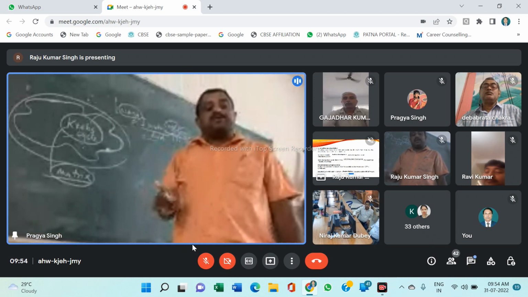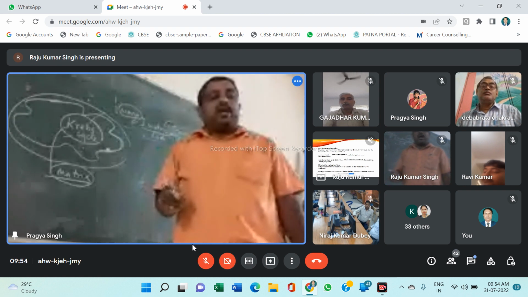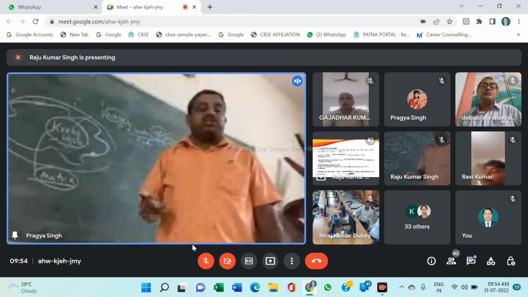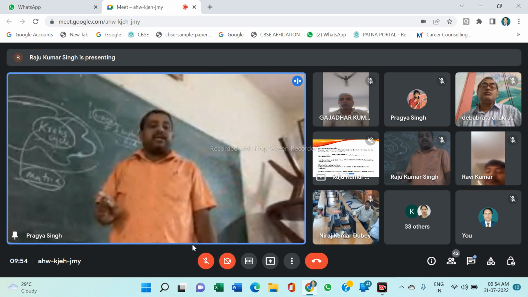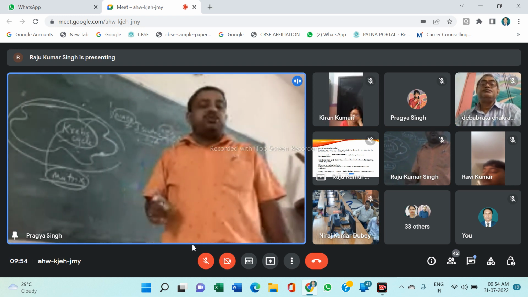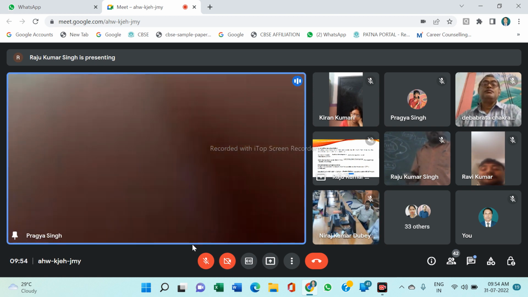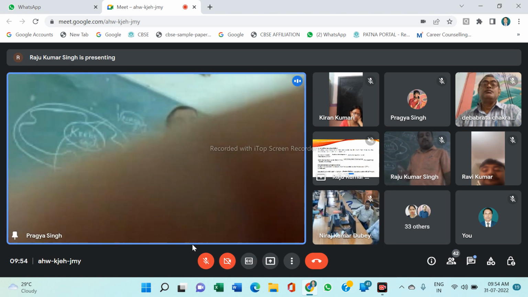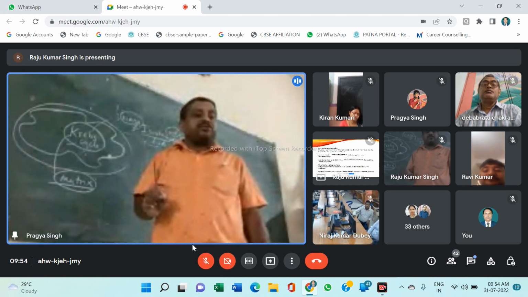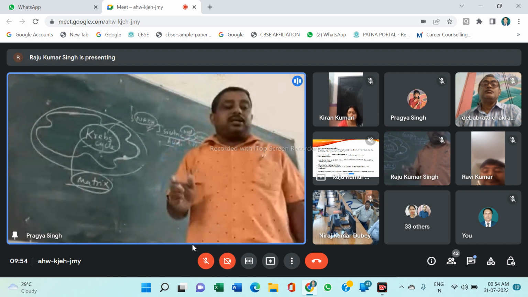In the rest of the cases we have seen, there are two steps where NADH has been formed. One is isocitrate changing into alpha ketoglutaric acid, and the other is alpha ketoglutaric acid changing into succinyl CoA. These are the two steps where NADH is being formed. As I told you in the beginning, in the Krebs cycle three NADH are being formed. Now we are going to see where they are being formed.